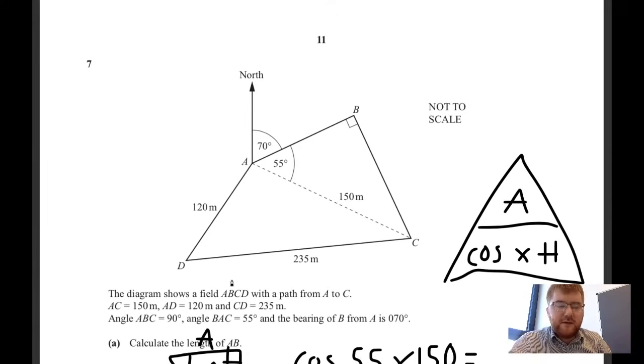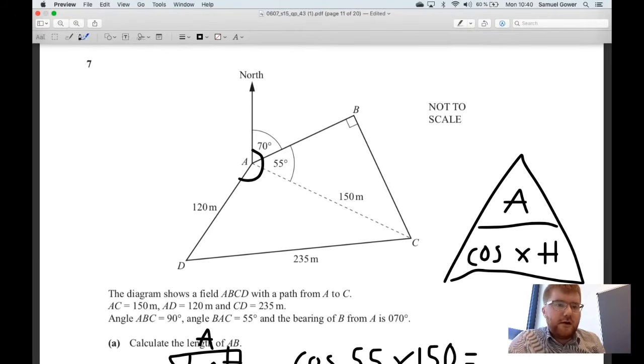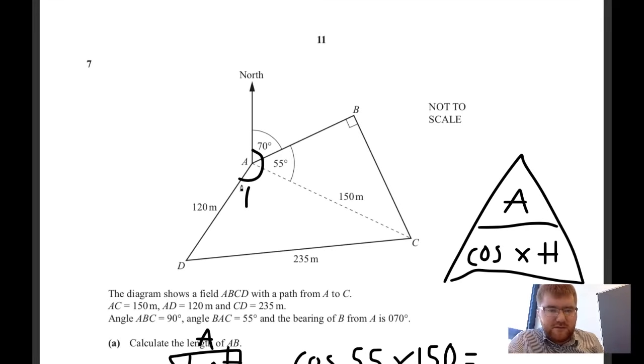Now calculate the bearing of D from A. So we want the bearing of D from A. So we start at A and then work our way around to D. So we need to find this angle here. So D from A, we start at A, work clockwise around until we hit D. So we've already got two of these angles already, this one and this one. So all we need to do, and let me use the eraser, is find this angle here in the triangle.